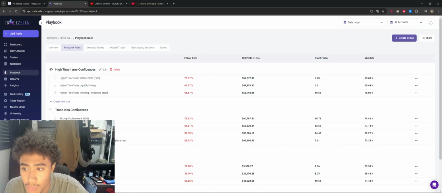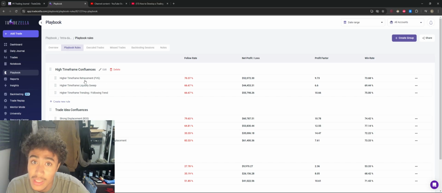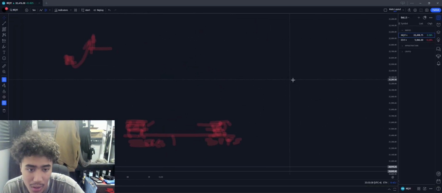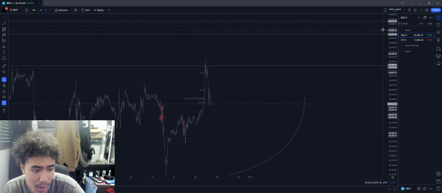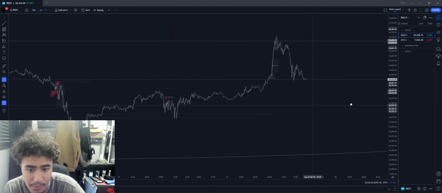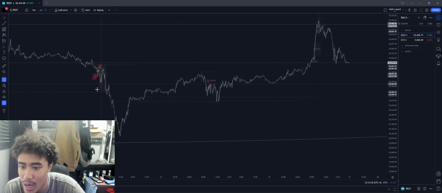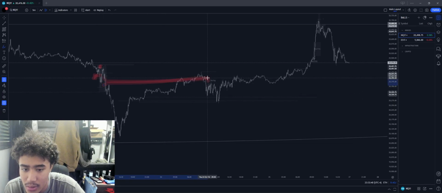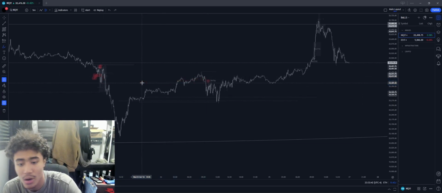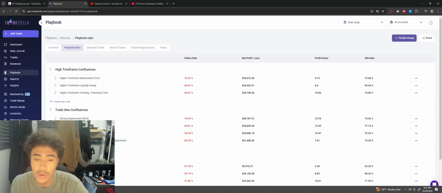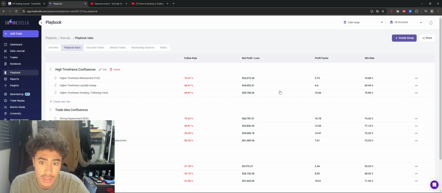But when we go into our playbook rules, you see we really broke everything down. We have our higher time frame fair value gap. So when price action enters a higher time frame imbalance, and that is our main confluence for getting our daily bias, what's our win rate with that? How do we properly react to price action? And what other confluences go into that?